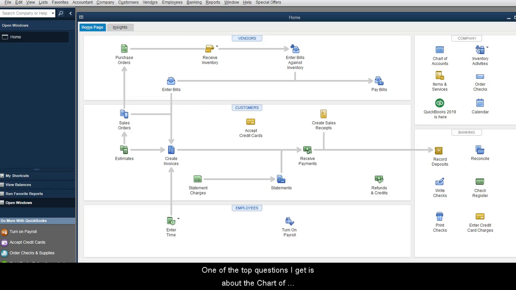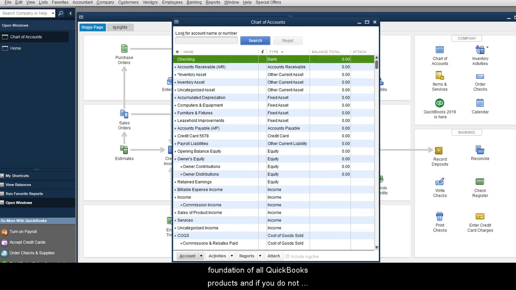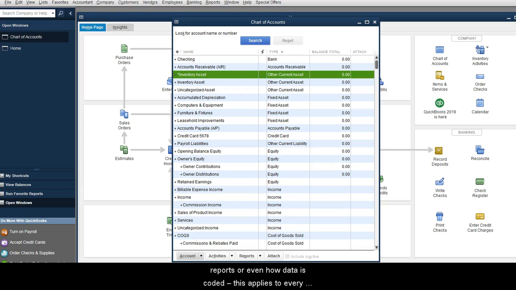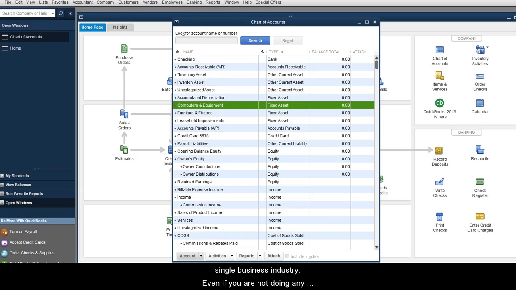One of the top questions I get is about the chart of accounts. These range from how to set it up to what it is and why it is important. The chart of accounts is the foundation of all QuickBooks products, and if you do not understand this, you will not understand reports or even how data is coded.